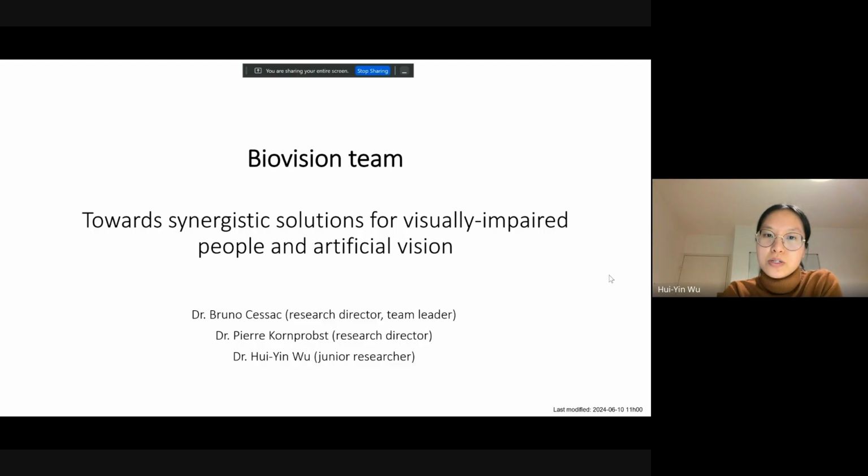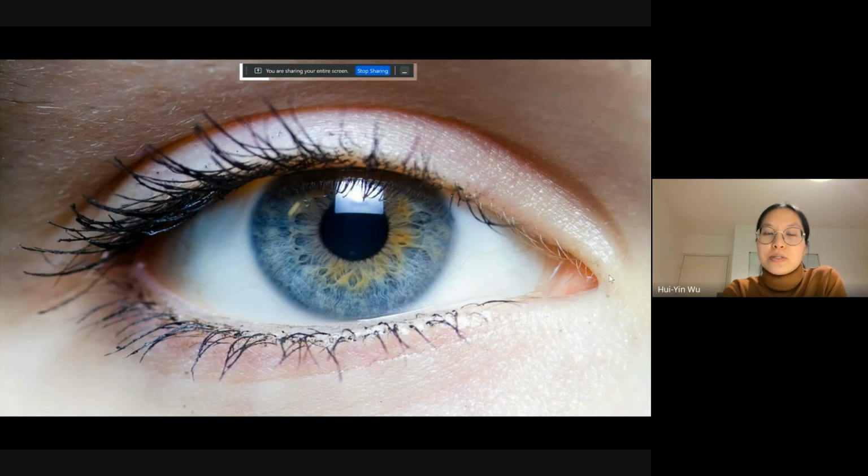Our team is composed of 3 permanent researchers: Dr. Bruno Sissak, who is the team leader of BioVision, Dr. Pierre Kornbrobs, and myself, Huiying Wu. The research themes in our team surround the question of human vision, how we can model it and understand it, what happens when people have visual impairments, how that impacts their lives and behavior, and what kind of technical solutions we can propose to help people who live with visual impairments.